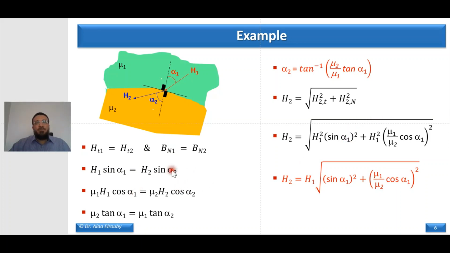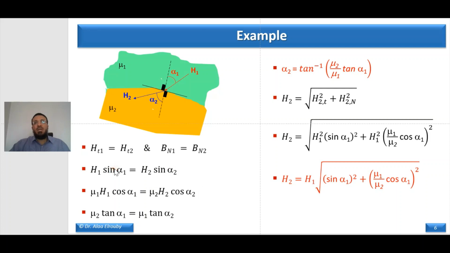So we have for the normal component B normal 1 equal B normal 2. The normal component for B equals mu1 H normal 1. H normal 1, as we said, is H1 cosine alpha 1. So we have this relation for the normal component. Now, as we solved this problem a couple of times before, we divide equation 1 by equation 2.